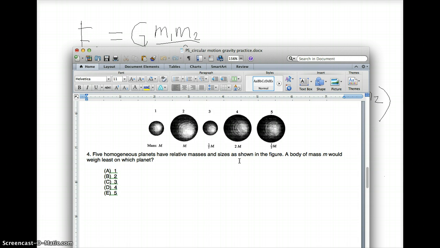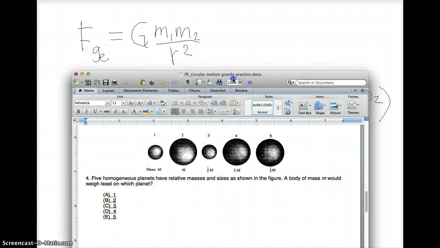So the next problem in the packet asks, which of these planets would someone with mass m weigh the least on? It says 5 homogeneous planets have relative masses and sizes as shown in this figure. A body of mass m would weigh least on which planet?